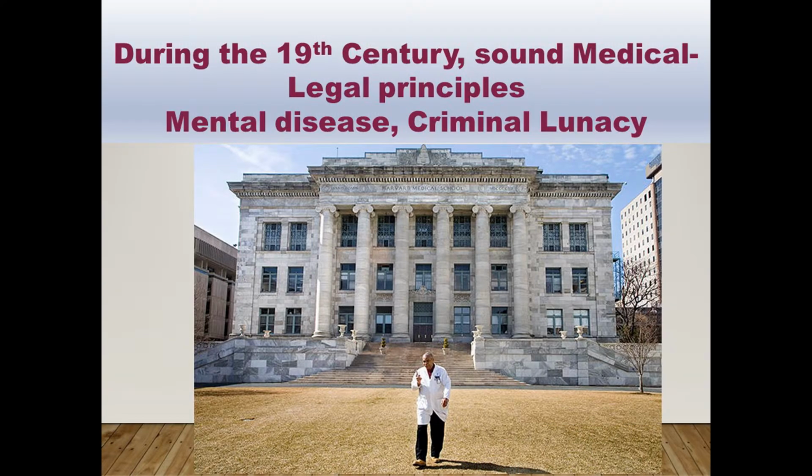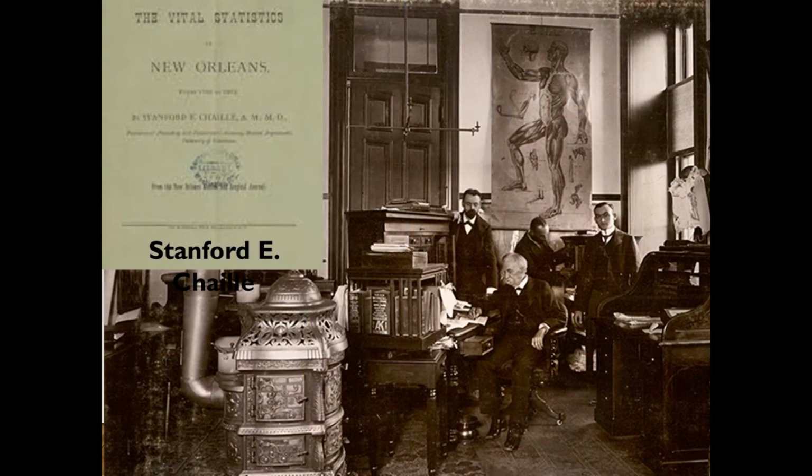For medical students and physicians, medical jurisprudence assumed the position of central importance in U.S. schools of medicine throughout most of the 19th century. The institutions, laws, and judicial decisions in America reflected the increasing influence of sound medico-legal principles, especially those pertaining to mental disease and criminal lunacy. After the Civil War, however, things changed drastically. Legal medicine became temporarily dormant.